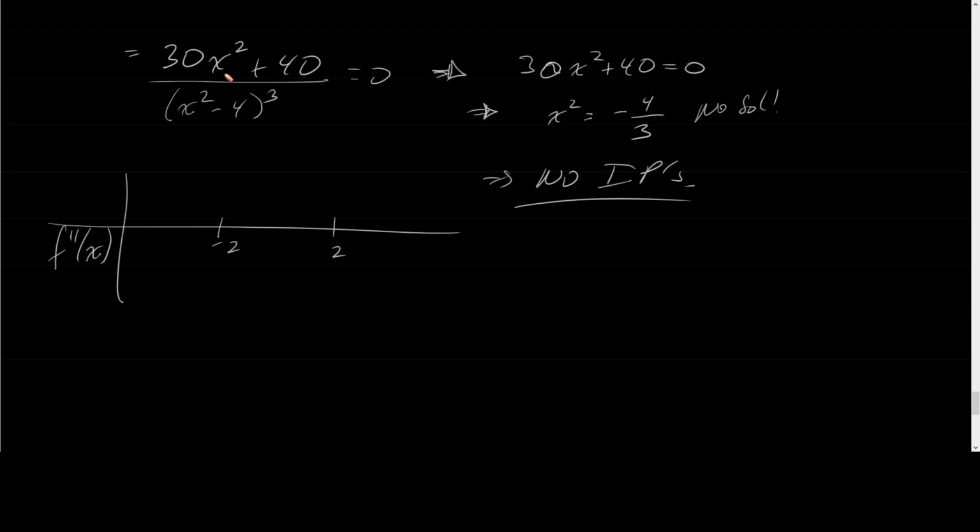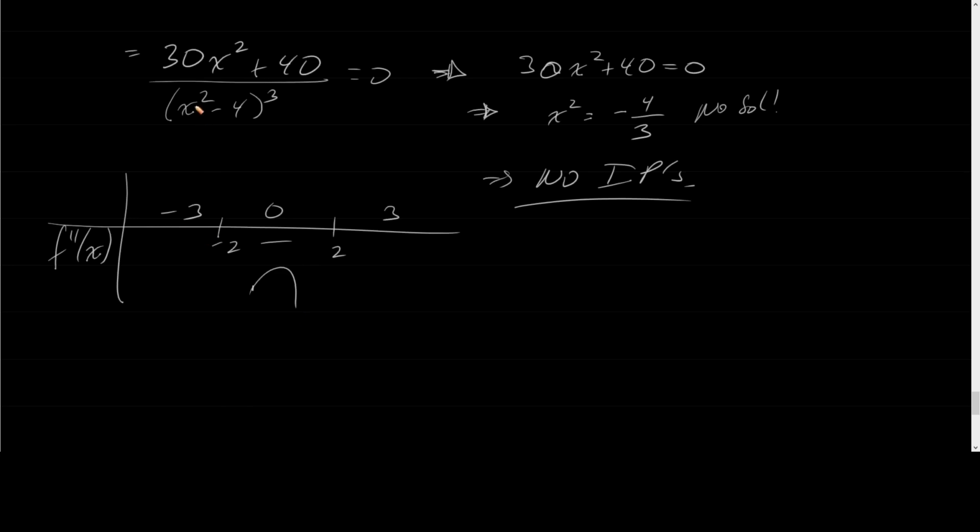Even if x is 0, the numerator is always positive. So what can we test? We can test 0, we can test 3, we can test -3. And when I plug in 0, well, I just said the numerator is always positive, so all we got to check is the denominator. 0 minus 4, -4. -4 cubed, well, a negative to an odd power is still negative. So negative, which means concave down.